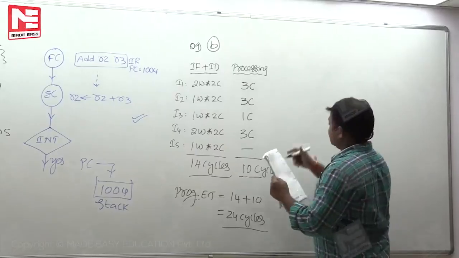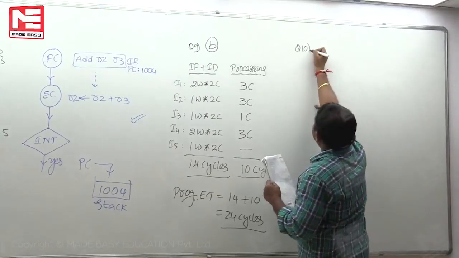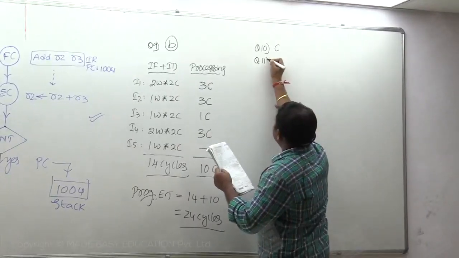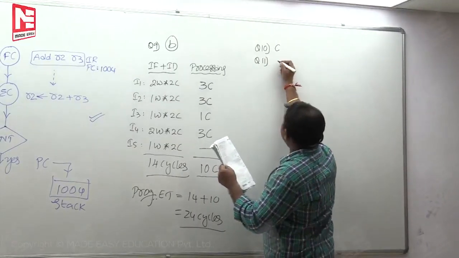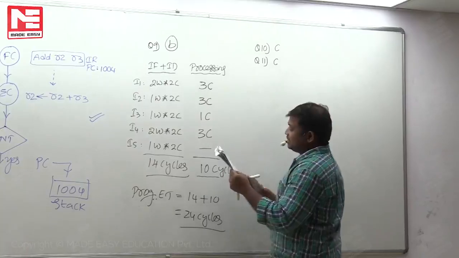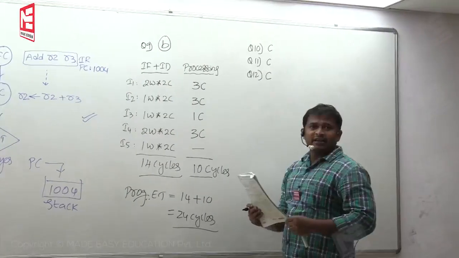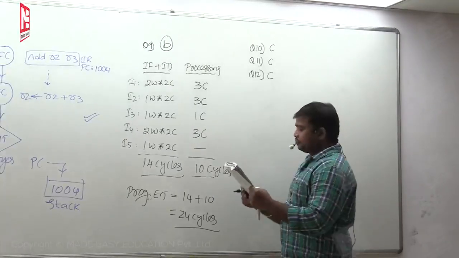Fine. Next, question number 10. It is a theoretical question. Answer is C. See the running notes to get the picture. Question number 11. Already we calculated. Answer is C. Question number 12. Answer is C. See the running notes to get the image.